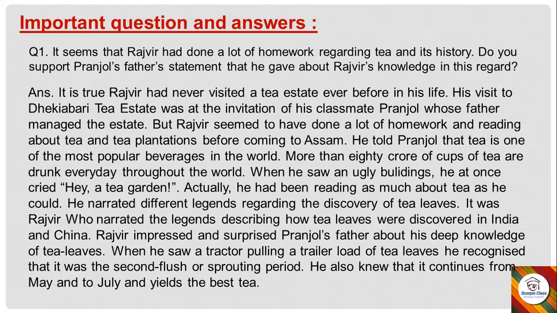Actually, he had been reading as much about tea as he could. He narrated different legends regarding the discovery of tea leaves. It was Rajveer who narrated the legends describing how tea leaves were discovered in India and China. Rajveer impressed and surprised Pranjal's father with his deep knowledge of tea leaves. When he saw a tractor pulling a trailer load of tea leaves, he recognized that it was the second flush or sprouting period. He also knew that it continues from May to July and yields the best tea.